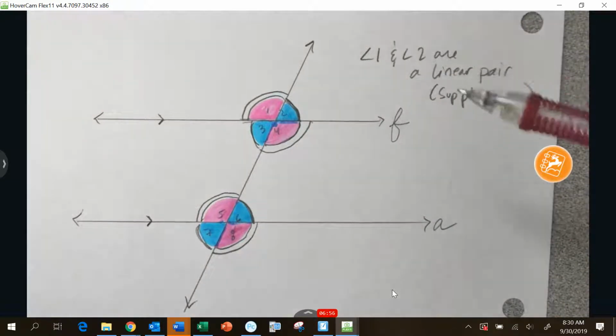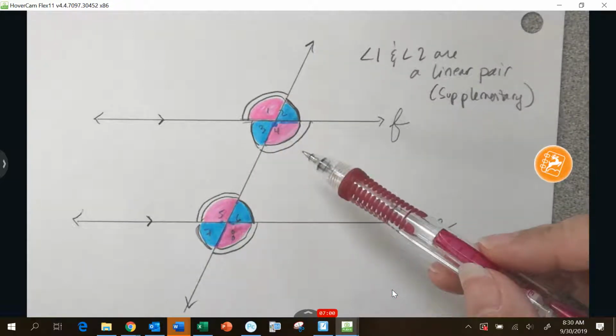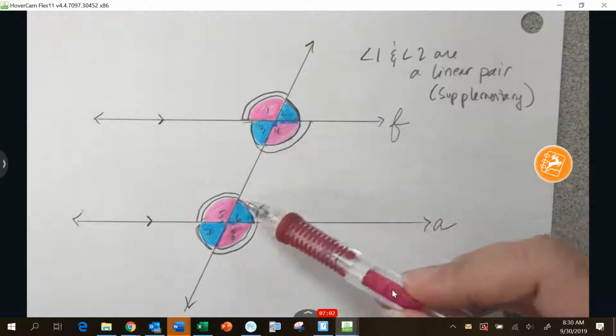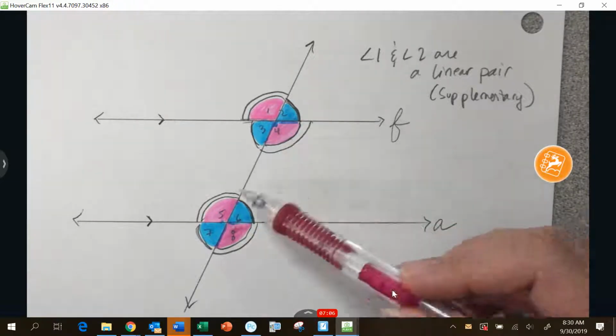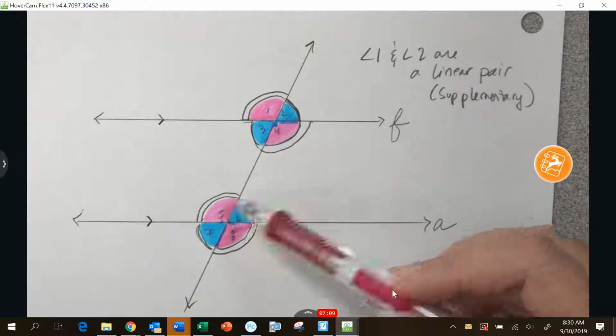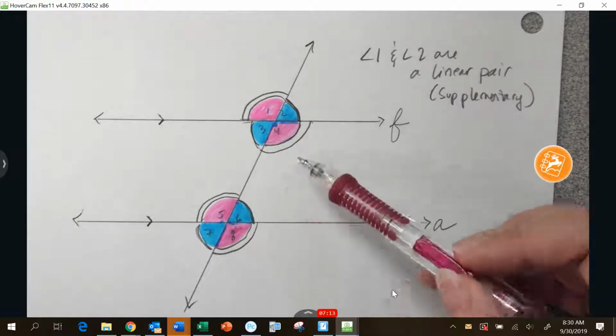How about on the interior? Do we have any angles on the interior that look like they are congruent? 4 and 5 are congruent? Or 3 and 6 are congruent? What kind of angles are 4 and 5? Alternate interior. They're on the inside and on different sides.